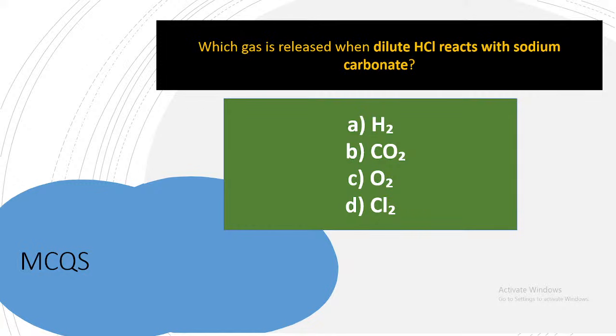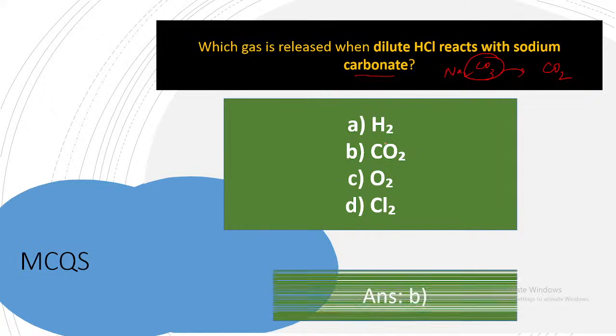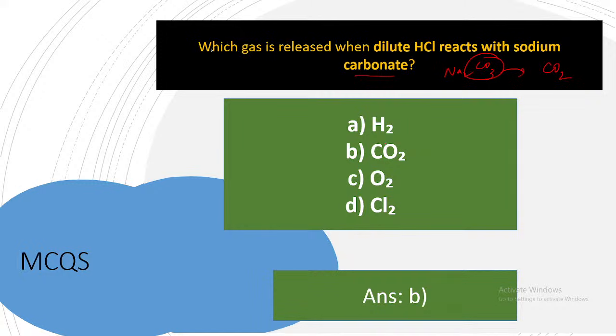Now see here, read the question properly. HCl is reacting with sodium carbonate. Sodium carbonate is Na2CO3. Whenever you see a carbonate group, the gas released is always carbon dioxide, not hydrogen. So option B is your correct answer, not A. Whenever you see a carbonate, you will always get carbon dioxide gas. So don't make mistakes. Read the question carefully and see what is given there. Let's move to the next question. Yes, Animesh, it will be option B, not A.